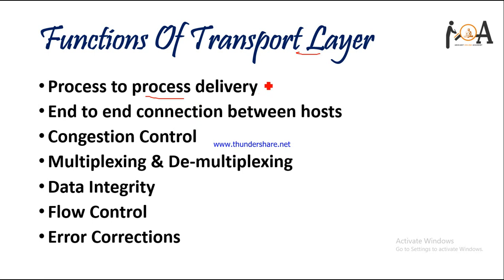Basically if you see in the network layer, they use IP address to send messages or information from one to another, right? In data link layer they use MAC address. Similarly in transport layer we use port number to send process to process delivery from one network to another or one device to another, right? So process to process delivery is done by the use of port number.